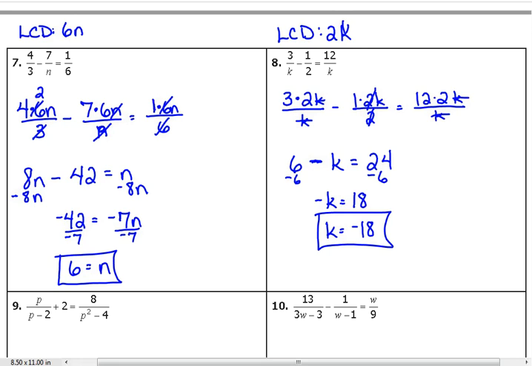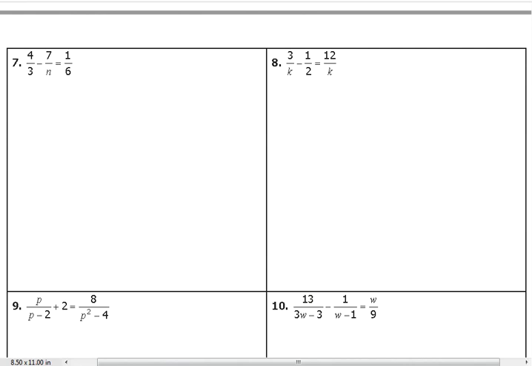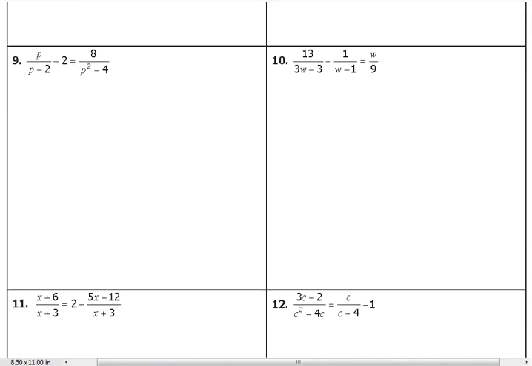Now, let's look at 9 and 10. Okay, the denominators in 9 and 10 look just a little bit different than the ones we've been looking at because they're binomials. They have 2 terms in them. So we've got to be a little bit more selective when figuring out our LCD. When you have more than just a single term in the denominator, you need to ask yourself, can I factor anything? And in this case, we can. We can factor that last denominator right there. P squared minus 4 is equal to P plus 2 times P minus 2.